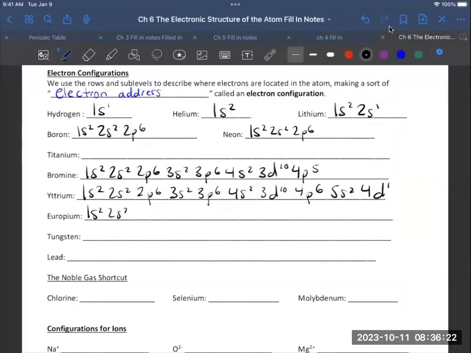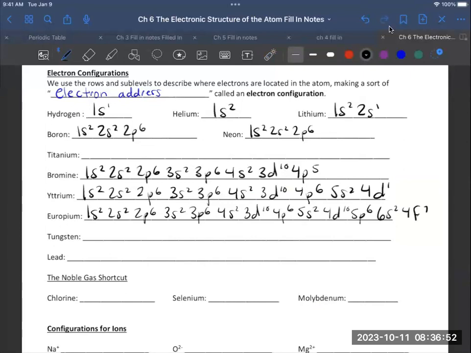1s2, 2s2, 2p6, 3s2, 3p6, 4s2, 3d10, 4p6, 5s2, 4d10, 5p6, 6s2, and then 4f7. Whew. Okay, I think you guys are getting it.